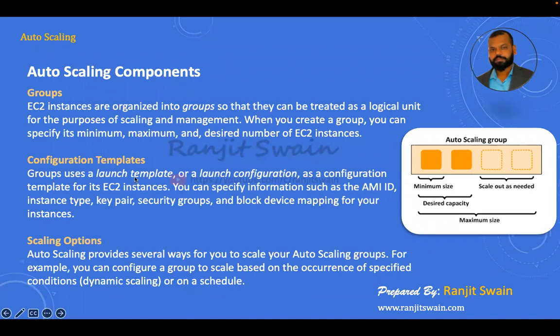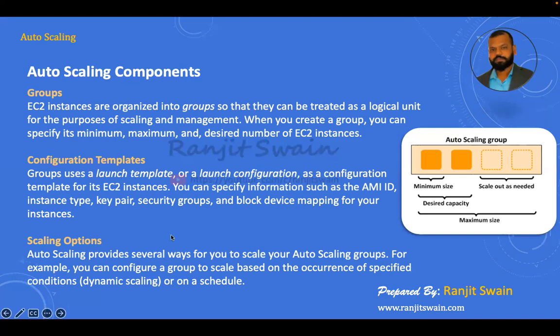It's called the launch template we had seen in the compute section of EC2, right? As a configuration template for its EC2 instances, you can specify information such as AMI ID, instance type, key pair, security groups, and block device mapping for your instances. We have already seen the launch template. Whenever you are going to automate something and you immediately need an instance to spin up, you can go with this launch template with the pre-configured things and then spin up the instances immediately.